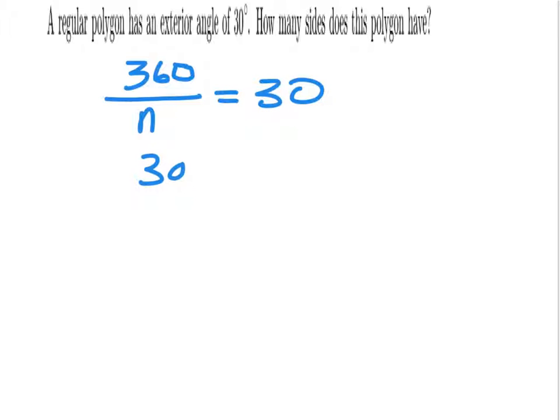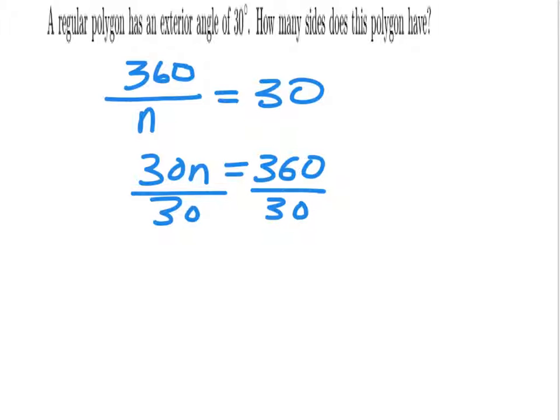In this problem, a regular polygon has an exterior angle of 30. How many sides does the polygon have? Again, these are pretty easy because you have 360, the sum of the exterior angles for any convex polygon, divided by n equals 30. So 30n equals 360, divided by 30, so n equals 12. So that's a dodecagon.